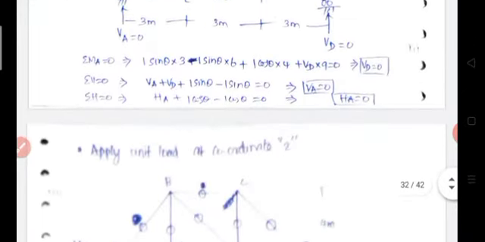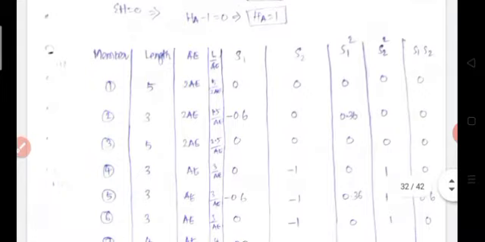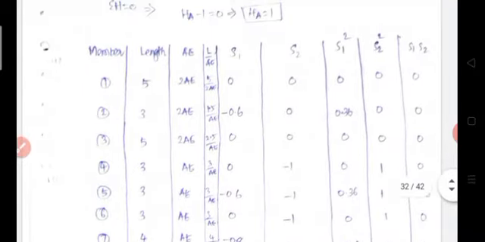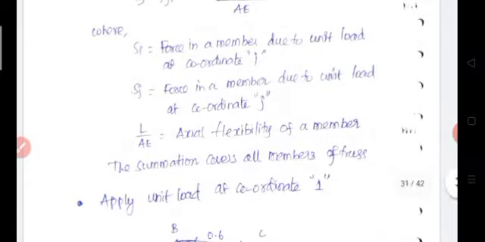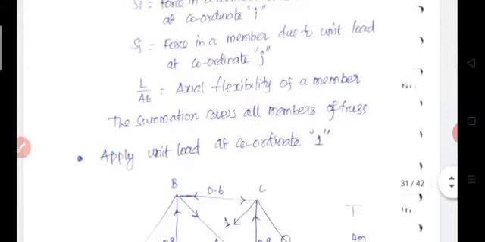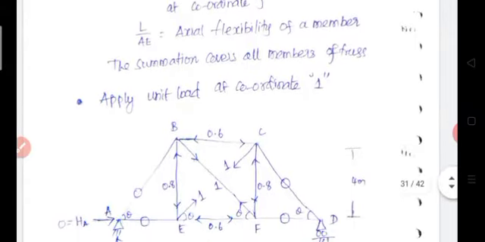So now we should make a table like this. First one is member, then length, then AE, then L by AE, S1, S2, S1 square, S2 square, S1 S2. So what is S1? S1 is the force in members due to unit load applied at coordinate 1, where S2 is equal to force in a member due to unit load applied at the second coordinate. Okay. So first we are going to determine the value of S1.